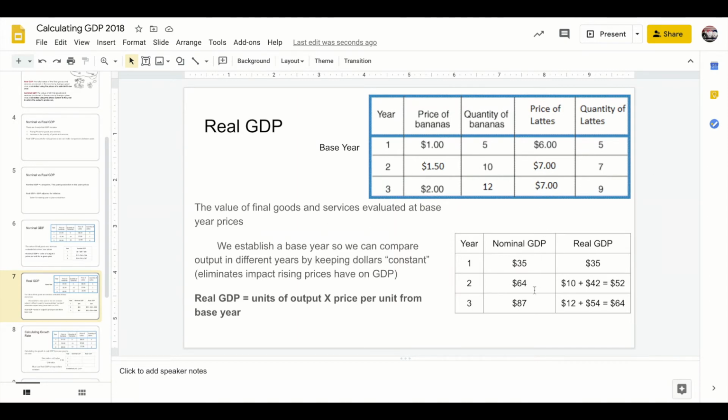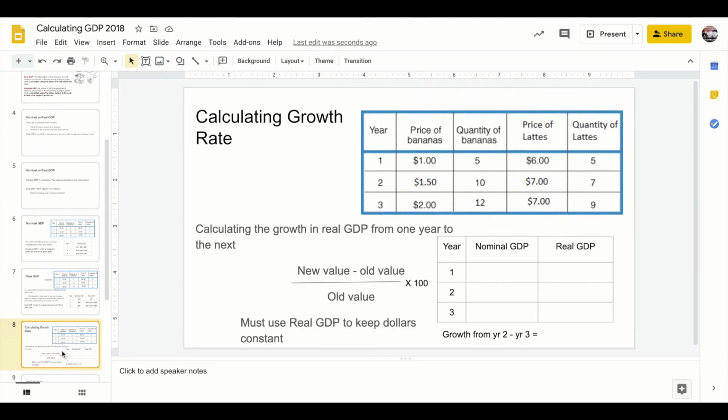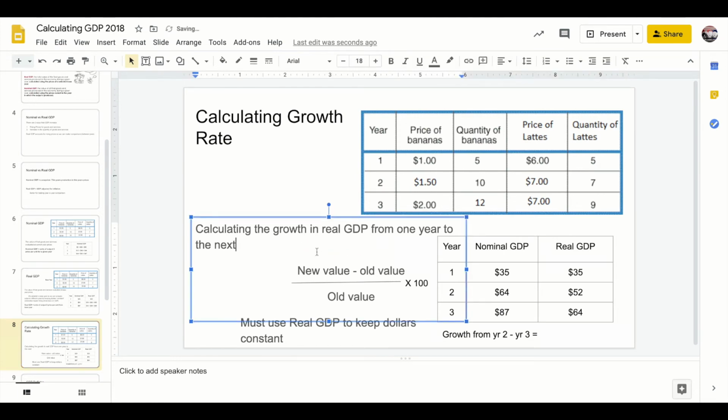Some of this increase in nominal GDP was just a change in prices. It doesn't mean that we actually made more. Now we can calculate what our GDP growth rate actually is, and we do that with this simple equation over here. You're going to have to remember this for the rest of the year. No matter what we're talking about, if we're talking about a percent change, this is our percent change formula. You take the new value minus the old value, divided by the old value, times 100.